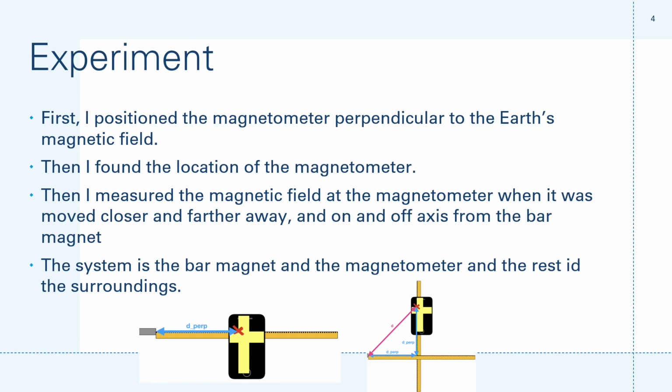Magnetometer. For the experiment, first I positioned the magnetometer perpendicular to the Earth's magnetic field. Then I found the location of the magnetometer, which is marked by that red X. Then I measured the magnetic field at the magnetometer when it was moved closer and farther away, and on and off axis from the bar. So in this case, the D perp would be changing for on axis, and for the off axis, it would be changing like in the picture on the right. The system is the bar magnet and the magnetometer, and the rest is the surroundings.